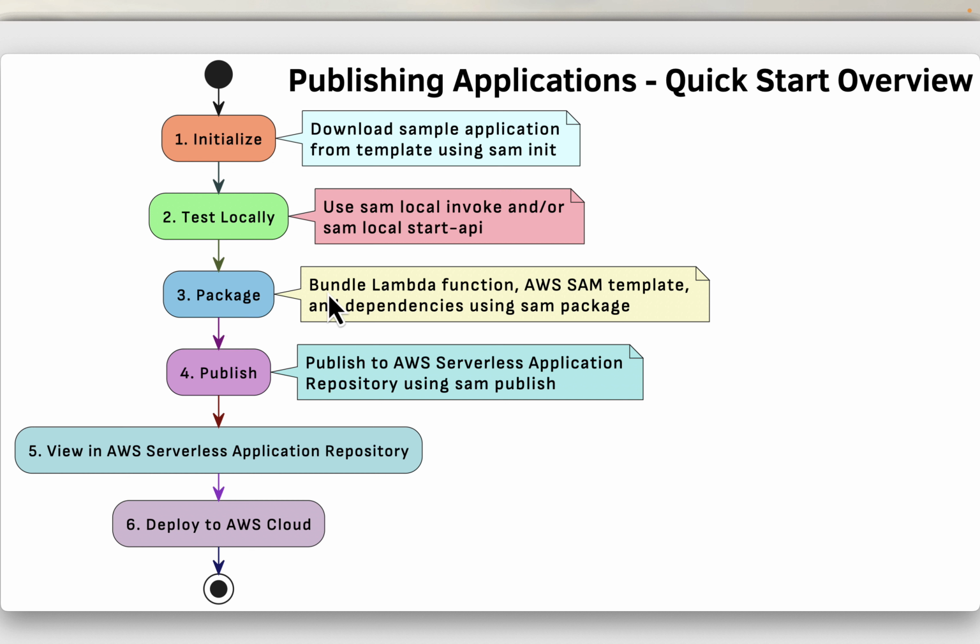Then you package the application. For this you bundle the Lambda function, the SAM template manifest file and any dependencies using the SAM package command, AWS SAM package. Then you publish to AWS Serverless Application Repository using the SAM publish command. SAM is a CLI tool for the serverless application model, and it's an open source technology. And then finally, you can view your application after publishing. After publishing, you can view it in the AWS Serverless Application Repository through the AWS console, and you can deploy it to the AWS cloud.